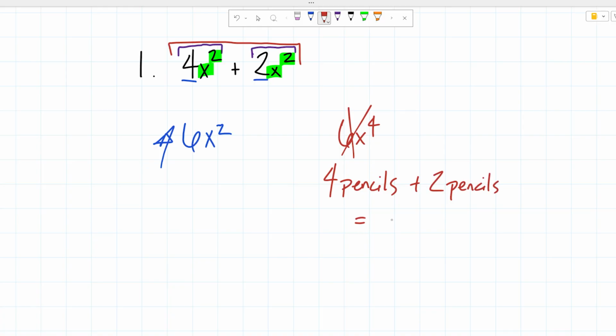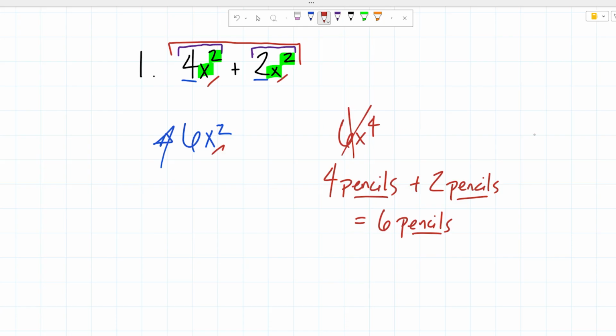So how many pencils would we have? Well, we would have 6, and it would still be pencils, right? So the pencils are going to stay the same, just the same way as our x squared always stayed the same. So we don't want to touch the variable or the exponents. The only thing we need to do is add the coefficient. So again, even if we don't like dealing with variables and exponents, really all we're doing is looking at them. The only thing that we're actually adding or ever subtracting is just numbers. So hopefully this is pretty straightforward.